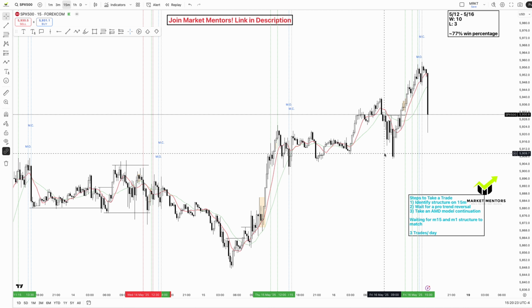Let's just take this momentum on to next week and try to call all these good trades in the Market Mentors Discord community.